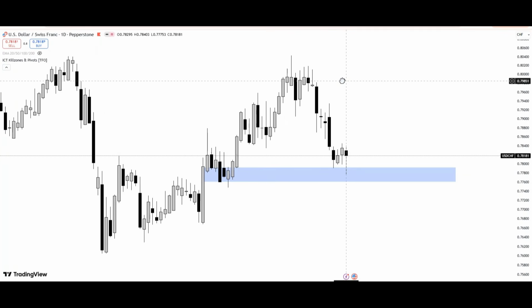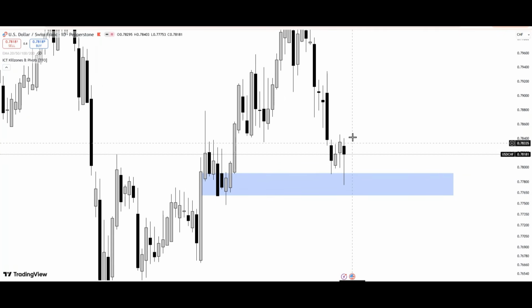So let's look at the daily time frame. On the daily time frame, again, you can see we had all this bearish momentum on Friday, price sweeping these lows, and then all this move. So for USDCHF, we want to see price invert this fair value gap. Once price inverts this fair value gap, that's enough confirmation of the bullish momentum.